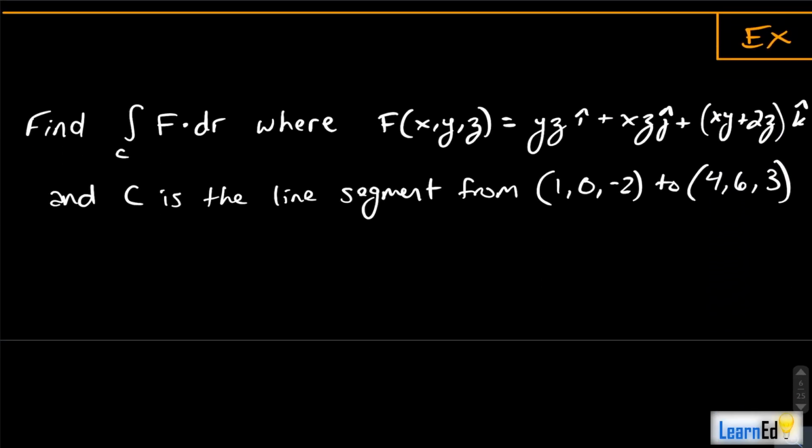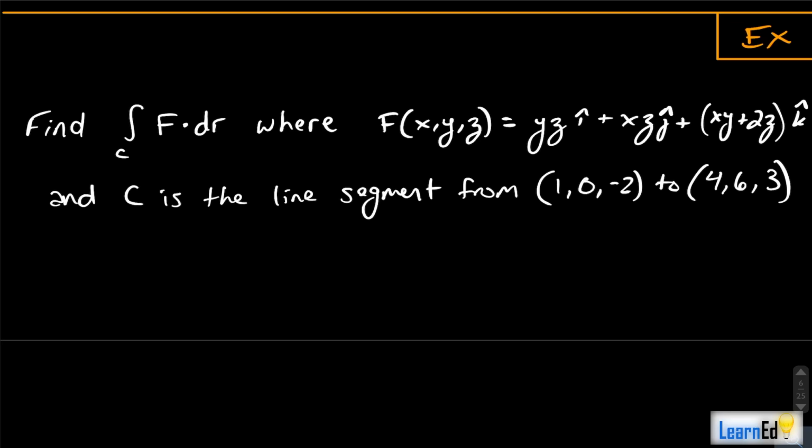Let's find the integral over C of f dot dr, where f of x, y, z equals yz i hat plus xz j hat plus (xy plus 2z) k hat. And C is going to be the line segment from (1, 0, -2) to (4, 6, 3). So we only have to deal with one curve this time, without having a C1 and C2 and all that stuff.